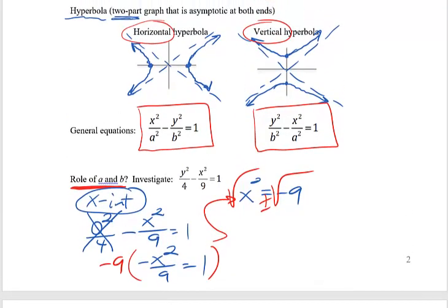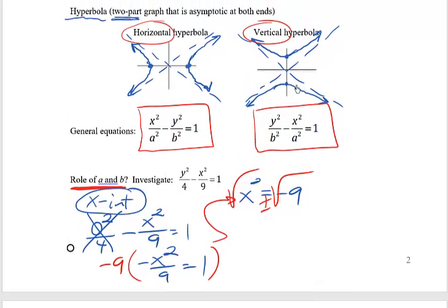Well, look, that's not shocking. Look back up at the picture. We already knew this was a vertical hyperbola. Vertical hyperbolas do not touch the x-axis. These solid pieces are nowhere near the x-axis. So this makes sense. There aren't going to be any x-intercepts when you have a vertical hyperbola. There will be for a horizontal, but not for a vertical.